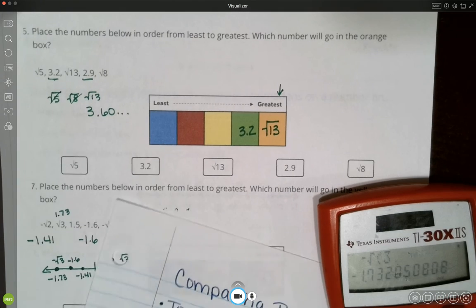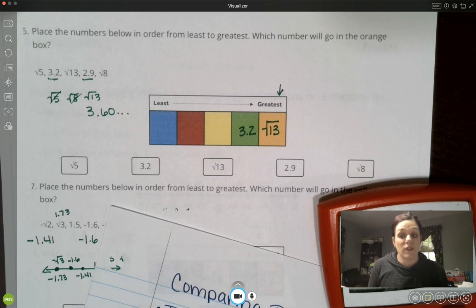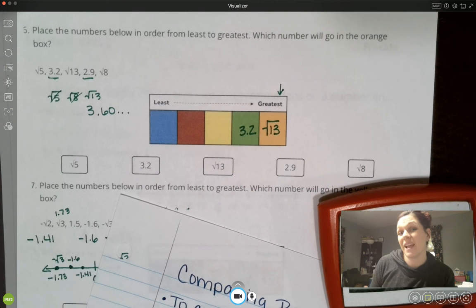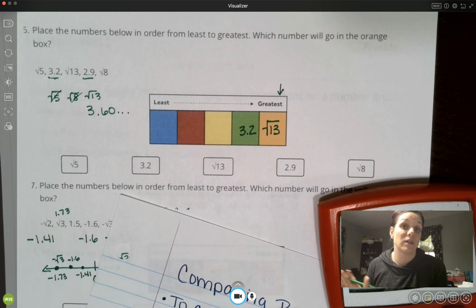Okay? I really hope that this video helps you figure out how to order real numbers. All right? Any questions? Just kind of picture, what does a number line look like and where would it fall? And also think about money in terms of being in debt or being in the positive and how much you have.